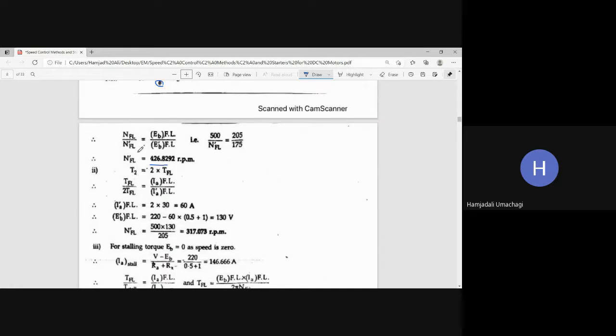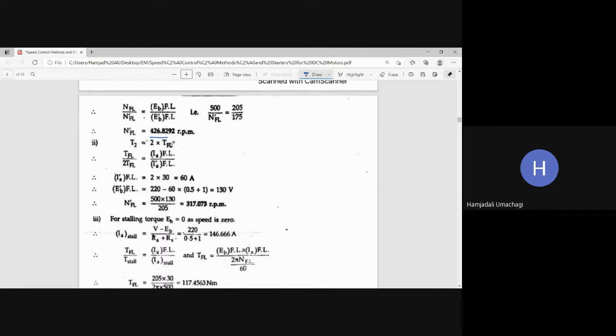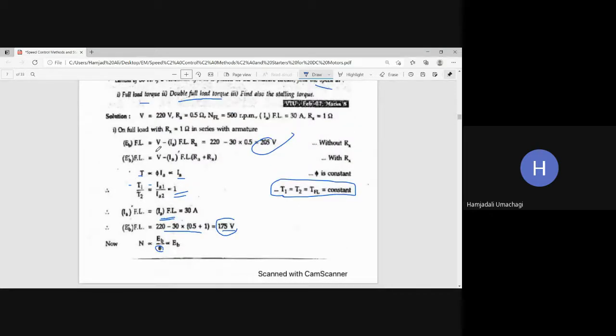Now calculate the next speed. N dash FL is equal to what? You just use this formula: NFL by N dash FL is equal to EBFL by EB dash FL. So N dash FL is equal to NFL into EB dash FL divided by EBFL. NFL is 500, EB dash FL is 130, and EBFL we have already calculated in the previous case: 205.